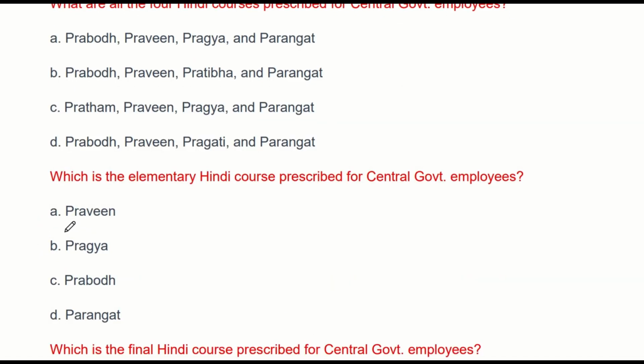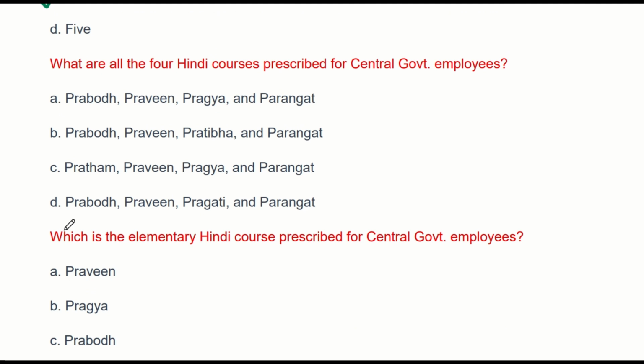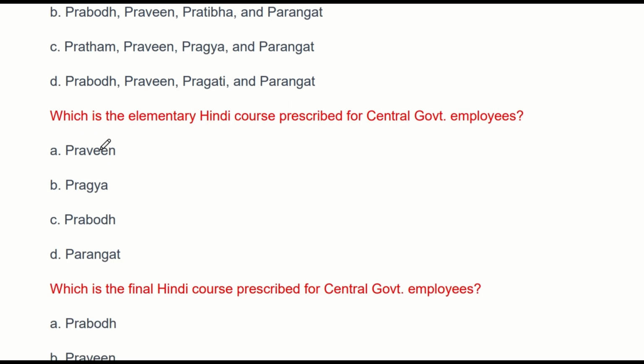4. What are all the 4 Hindi courses prescribed for central government employees? A. Prabodh, Praveen, Pragya, and Parangat. B. Prabodh, Praveen, Pratibha, and Parangat. C. Pratham, Praveen, Pragya, and Parangat. D. Prabodh, Praveen, Prakti, and Parangat. And right option is option A. Prabodh, Praveen, Pragya, and Parangat.